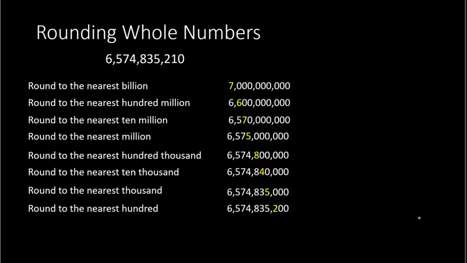And then lastly, I can round to the nearest tens place. So the tens place is the 1. To round, I look at the number before it, which is the 0. And that's clearly less than 5. So I keep the 1 at a 1. And so my answer would actually just be this original number. Alright, so my answer would be 6,574,835,210.